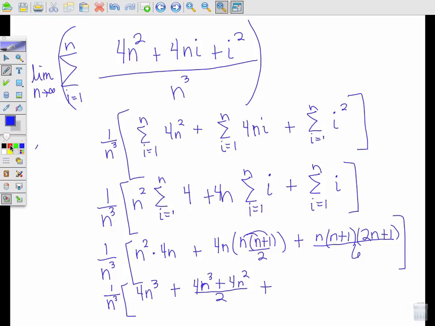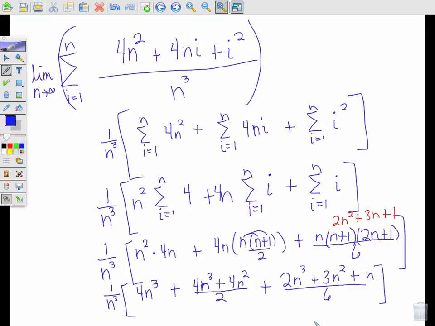Plus, if I FOIL all this, I get 2n squared plus 3n in the middle plus 1, multiply that by n, and it is 2n to the third plus 3n squared plus n. This is all over 6. My next step is going to be to simplify some of this. I'm going to distribute this n to the third, find a common denominator, and go from there.